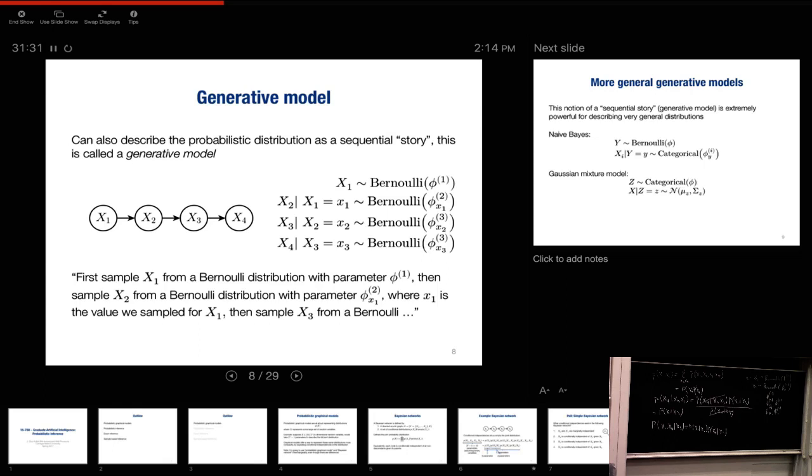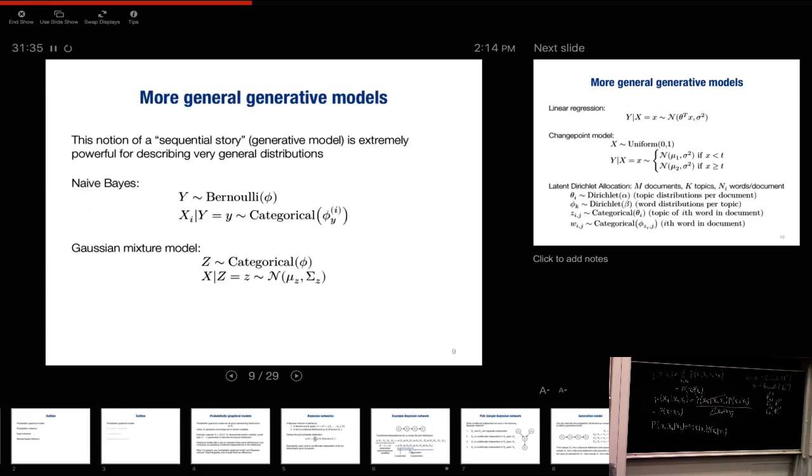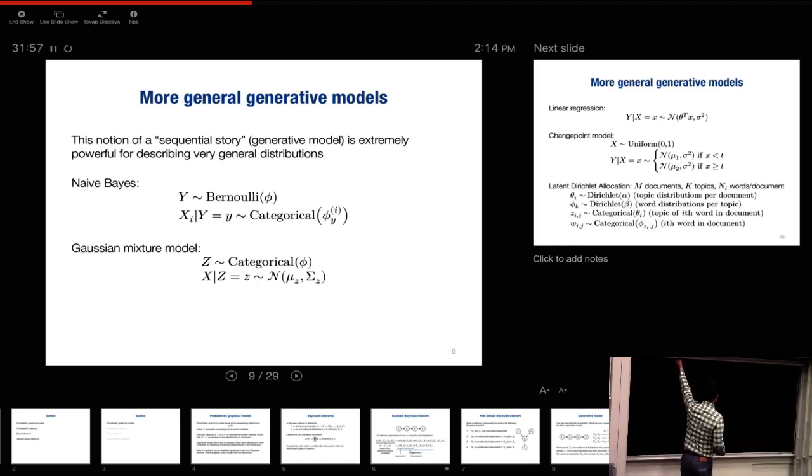So I want to just highlight two of these, two simple ones for right now. One is called naive Bayes, and one is called a Gaussian mixture model. We haven't talked about these. These are common machine learning models, and they're actually very simple to describe using this notation of generative models. So naive Bayes is a distribution over pairs of variables x and y.